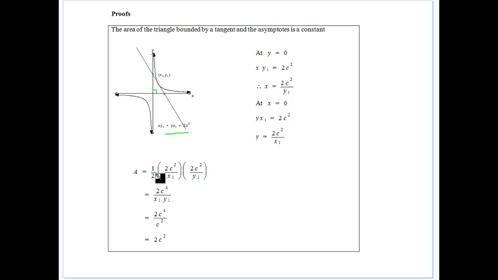And we get this situation, the 2 will cancel, we get 2c to the 4 on x1 y1. Now remember that the equation of our hyperbola is xy is equal to c squared. So x1, y1 sits on that hyperbola. So x1 and y1 satisfies that. So x1 y1 will actually equal c squared, which will cancel with the c to the 4, leaving us 2c squared, which will be a constant. C is a constant, so it doesn't change. X and y change, but it has no effect. It doesn't matter what it would be, that area will always be 2c squared. So there's a nice little proof.